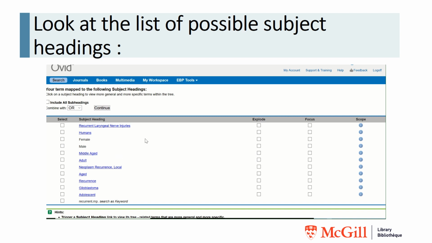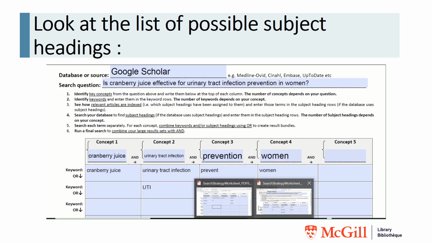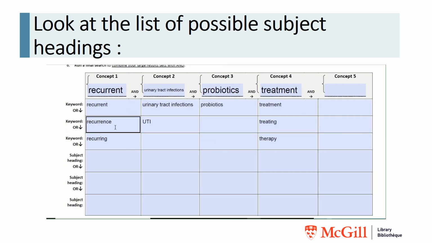So now we're going to go to our search strategy worksheet and we're going to enter in that term. Oops, that's not the one we want. We want this one. So we're going to type in here recurrence. And then we're going to search for the next concept.